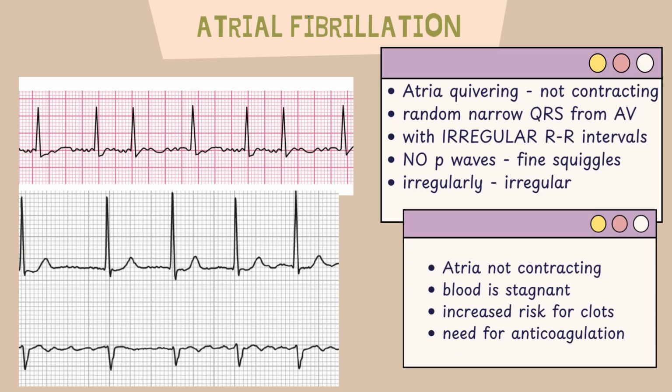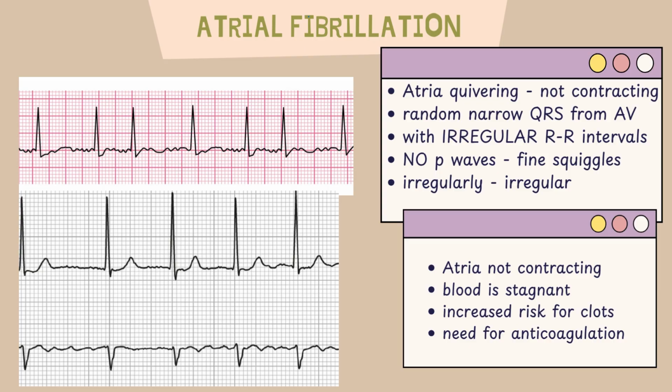Let's start with atrial fibrillation because this one's actually a big one, very common. We see it in primary care, we see it in emergency, and we need to know how to recognize it. With atrial fibrillation, there are no P waves. They're just these fine, chaotic squiggles along the baseline. Why is this happening? It's happening because literally the atria are quivering. They're fibrillating. They're not contracting.